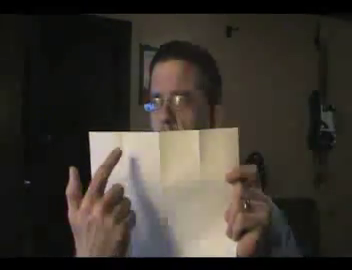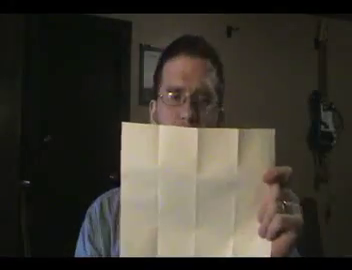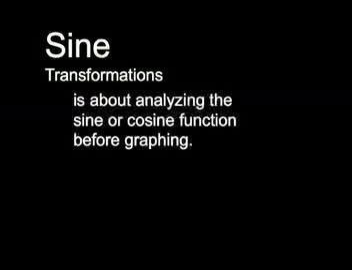At the very top, we're going to write Sine Transformations. And we're going to do some stuff on the back. Sine Transformations is about analyzing the sine or cosine function before graphing. Now, I want you to write this at the very top of your page. We're going to split apart this page into 4 columns and analyze 4 of the parameter transformations on sine.